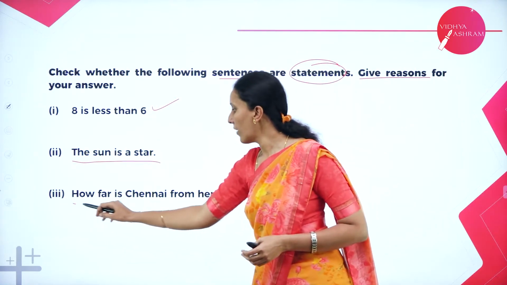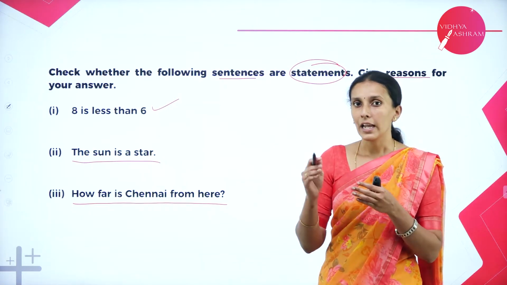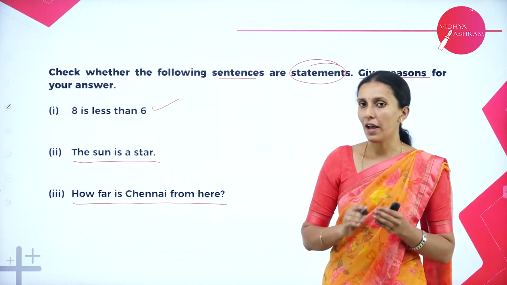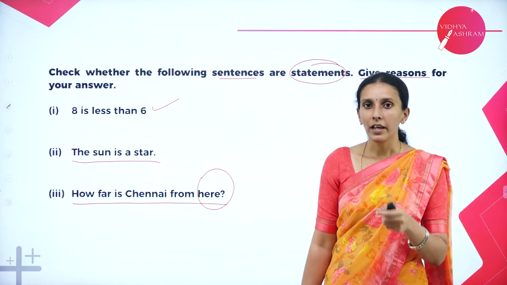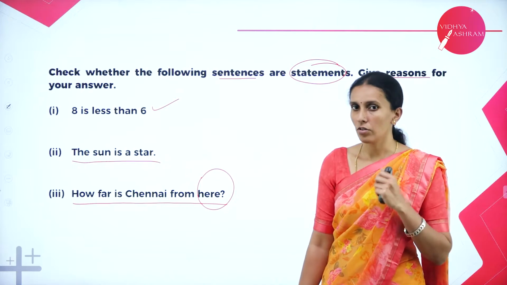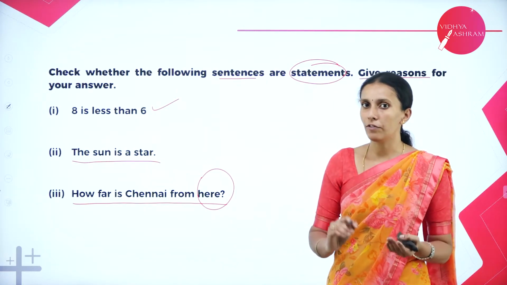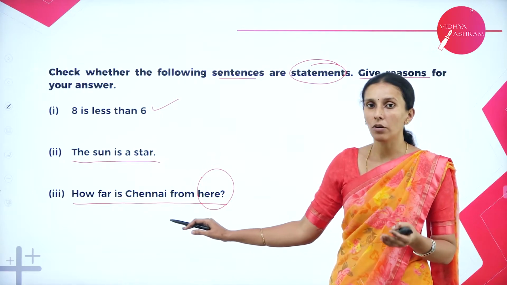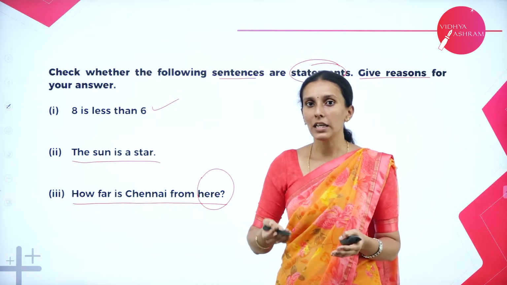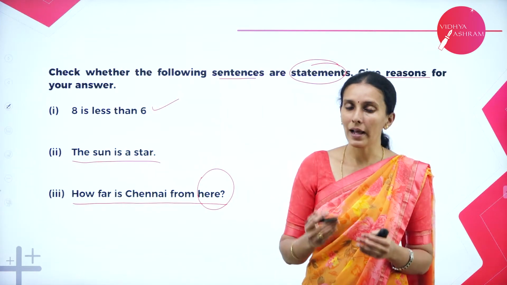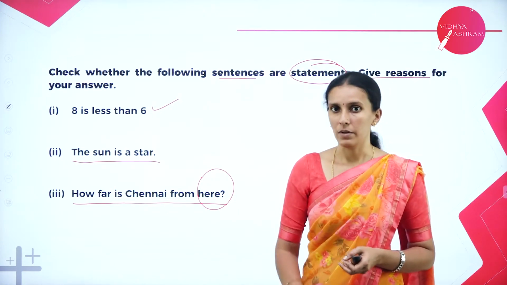Next, how far is Chennai from here? We cannot apply any true or false value here. Also, the word "here" cannot tell from where. So we do not know whether it is a true statement or a false statement. So this sentence cannot be a statement. Like this, we can accept many sentences as mathematically acceptable sentences, which are called statements.